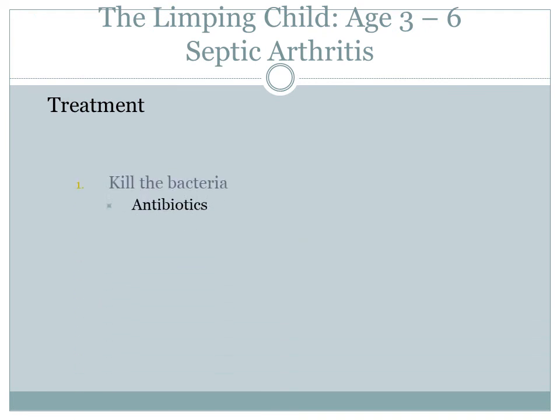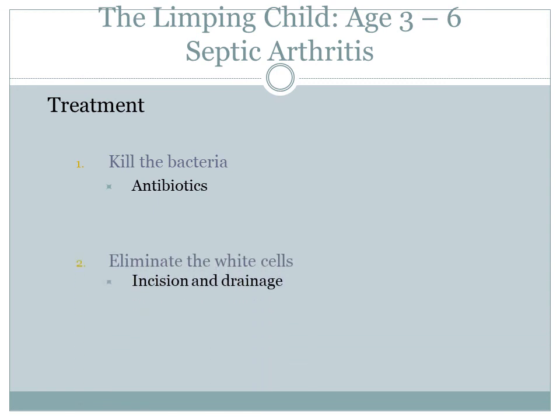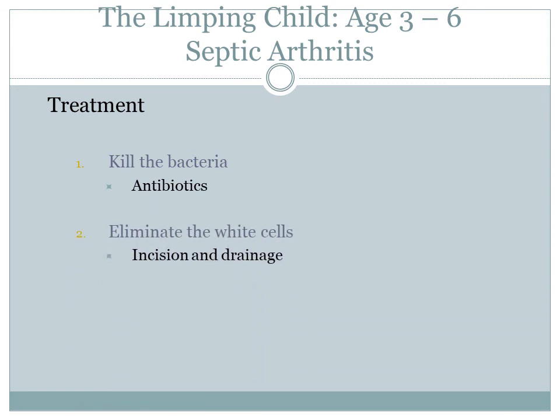So in case of septic arthritis, you have to be a little bit aggressive in your approach. First, you have to kill the bacteria by giving strong antibiotics. Then eliminate the white blood cells, as it is a cause of destruction as well, by incision and drainage of the sepsis from the joint. And you should not delay this. You have a 48-hour window before the destruction of the articular cartilage.